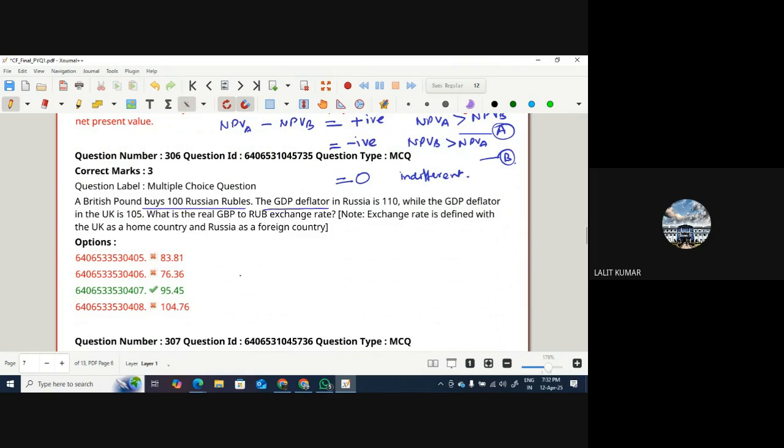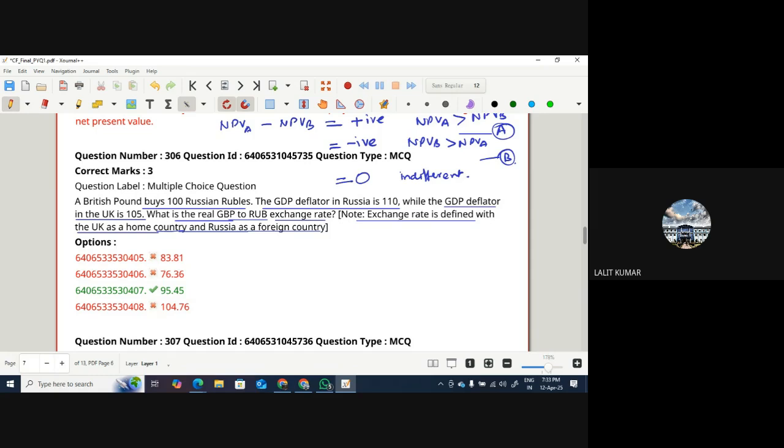Next we go: a British pound buys 100 Russian rubles. The GDP deflator in Russia is 110. The GDP deflator in the UK is 105. What is the real GBP to ruble exchange rate? Note that the exchange rate is defined with the UK as the home country and Russia as the foreign country.